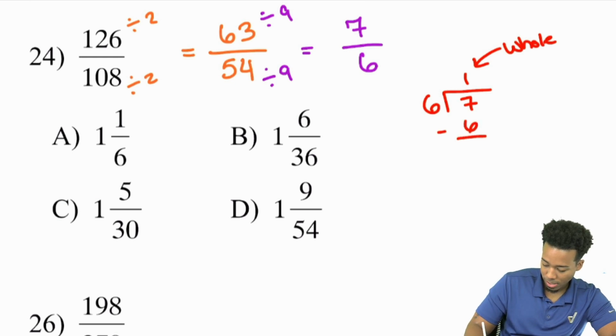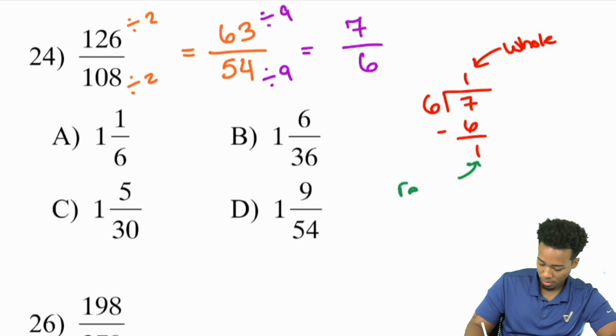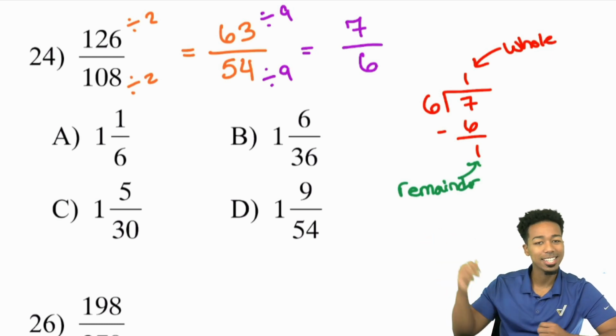And then we subtract the 6, and we have 1 left over. So there's your remainder. That's what's left over. And the remainder is what you keep or remains in the numerator.